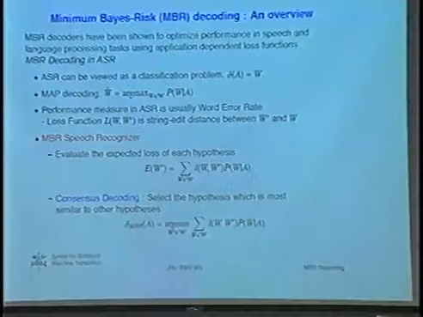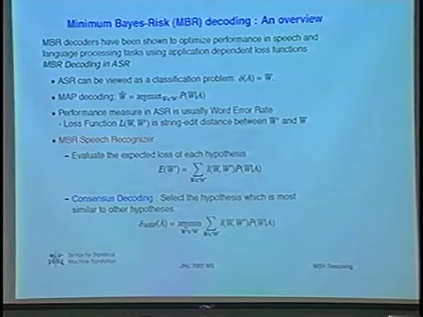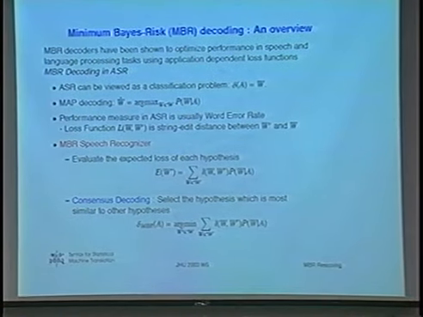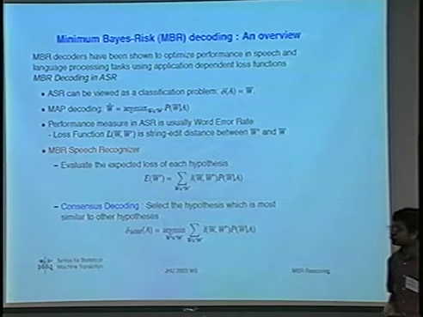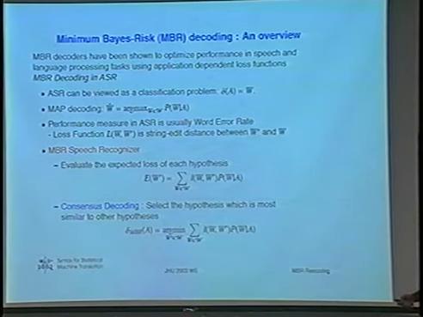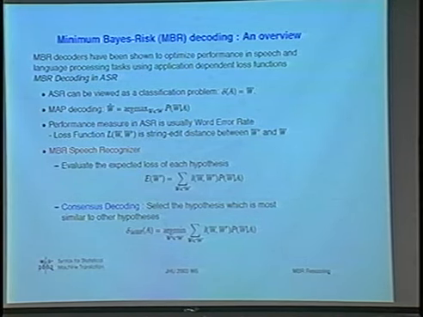Some of these ideas we laid down in a framework before the workshop, so I'll first present the framework and then I'll describe the loss functions. So, a quick overview of the minimum Bayes risk approach to decoding. Minimum Bayes risk decoders have been used in the past for many speech and language processing tasks to optimize task-specific or application-specific performance.